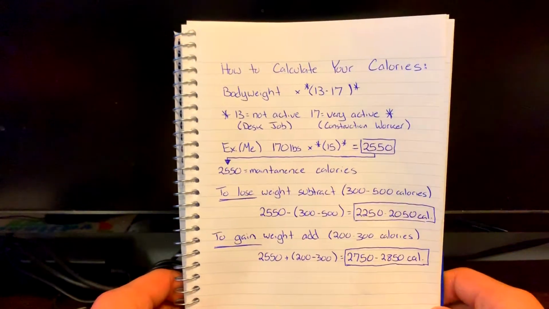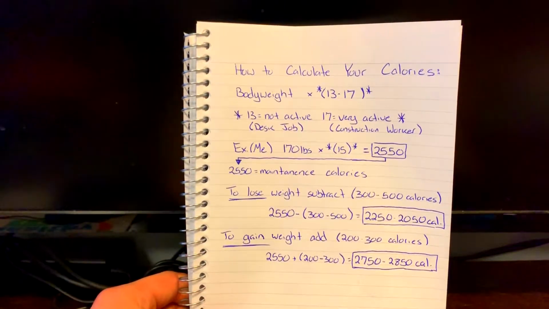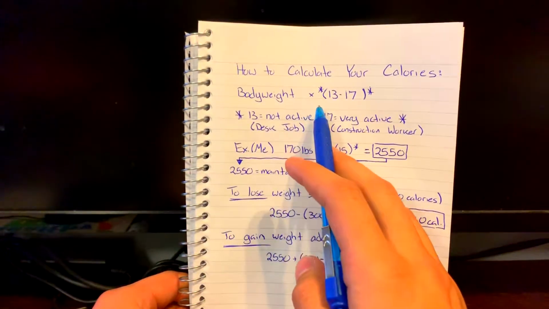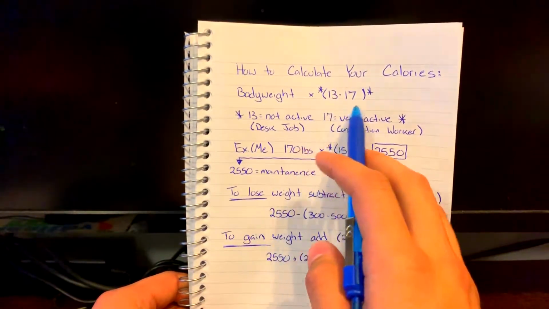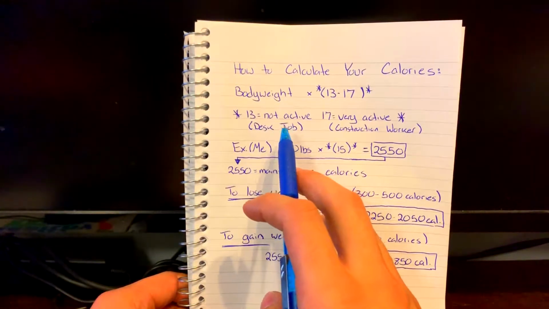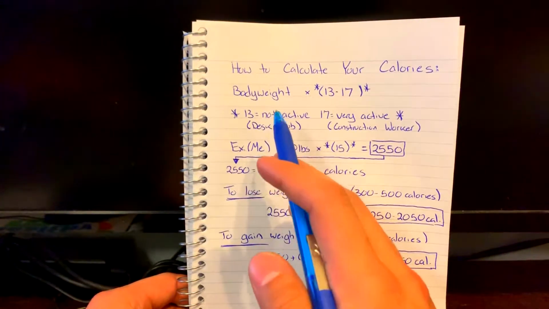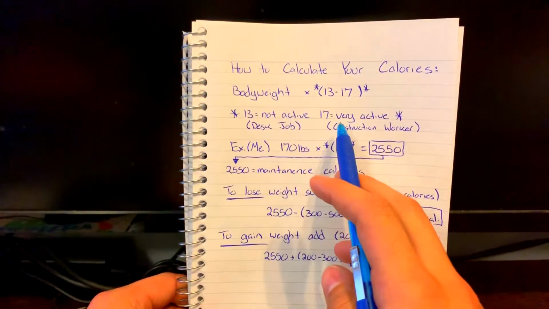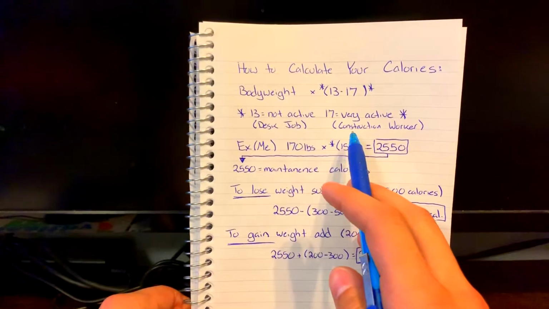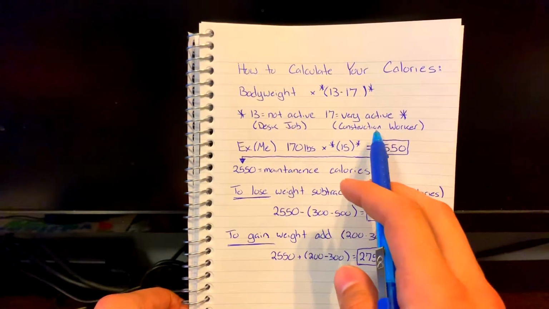All right, guys, so the very first thing we need to find out is your maintenance calories, and how to do that is we take our body weight and multiply it by 13 to 17. Now, how do you know which number to choose? Pretty easy. 13 means you're not very active, something like you have a desk job, you maybe work out once or twice a week. 17, on the other hand, means you either work out 6-7 days a week very hard, or you have a job like a construction worker, where your job is like your workout.